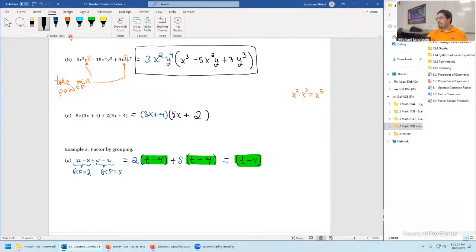It factors out here, and then it leaves behind, well, it's essentially canceling when we factor. It cancels on these two terms, leaving behind 2 plus s. So that would be the entire result on the factoring by grouping technique.